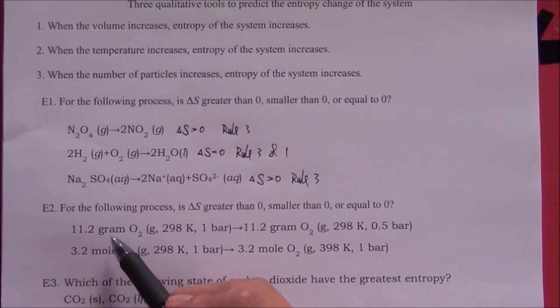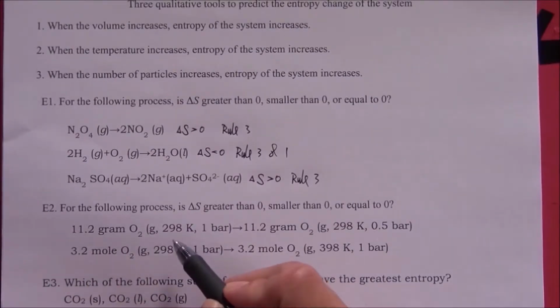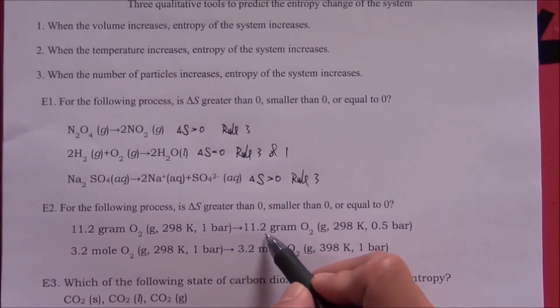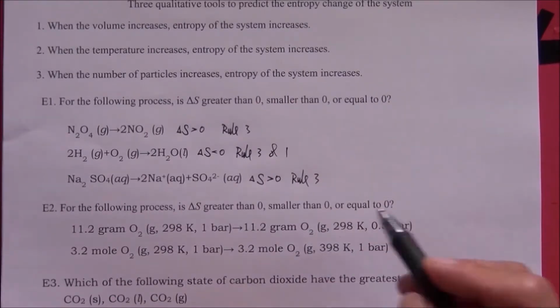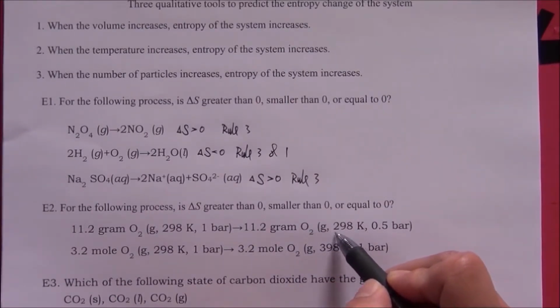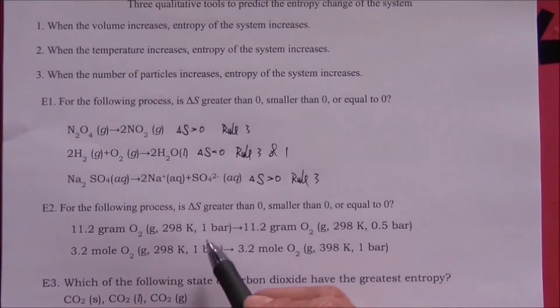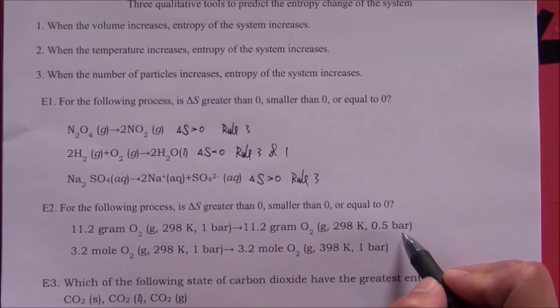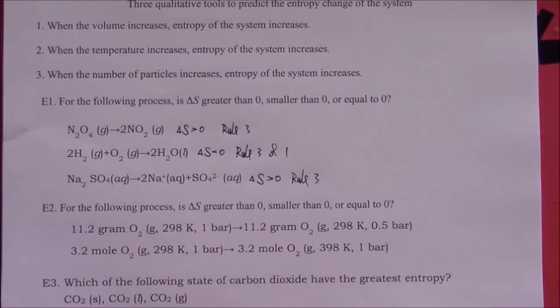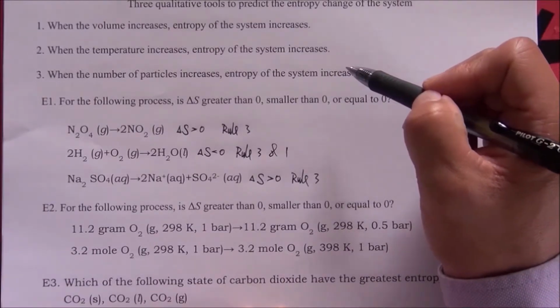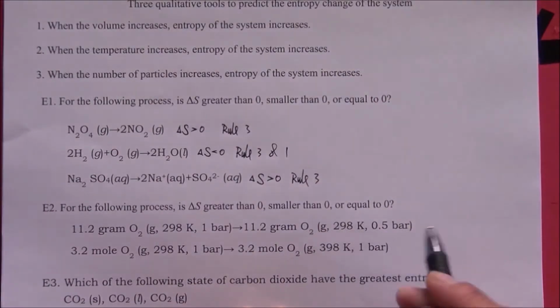We have 11.2 grams of oxygen gas at 298 Kelvin and 1 bar pressure. Change to 11.2 grams of oxygen gas. The temperature is 298 Kelvin. It does not change. And the pressure decreased to 0.5 bar. And we also realize that the mass of the oxygen gas does not change. It seems when we go over the 3 rules, there's no rule that mentions the pressure effect.